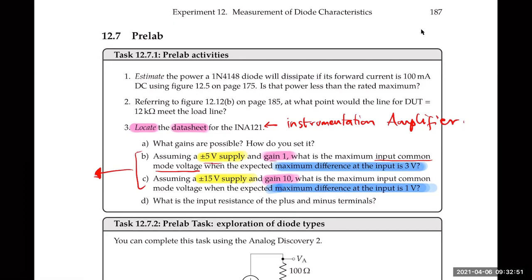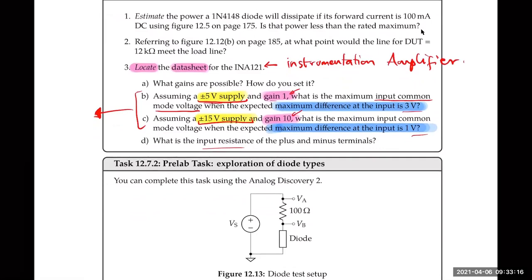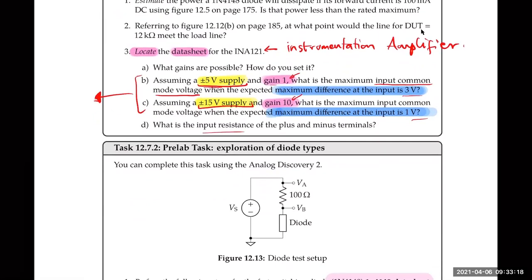One of them is for a supply of 5 volts, the other is for a supply of 15 volts. And on that graph, you can find information on how to read off the numbers for different gains and different inputs and so on and so forth. Input resistance, again, you can dig through the data sheet and find the input resistance of the plus and minus terminals, or the input terminals of the instrumentation amplifier.